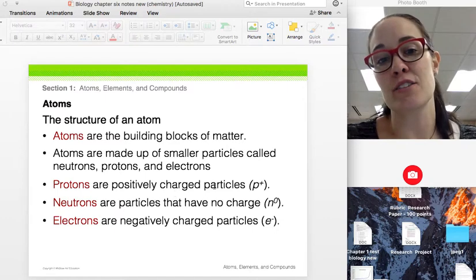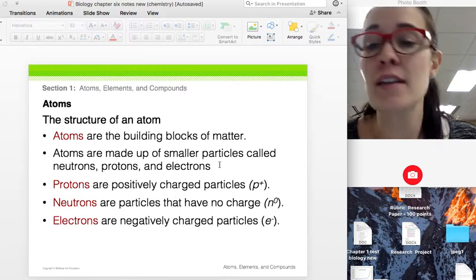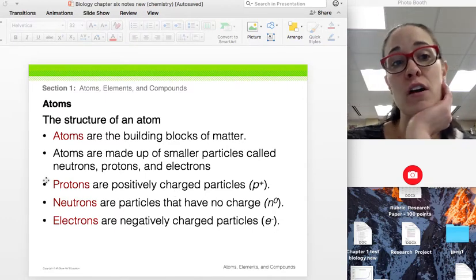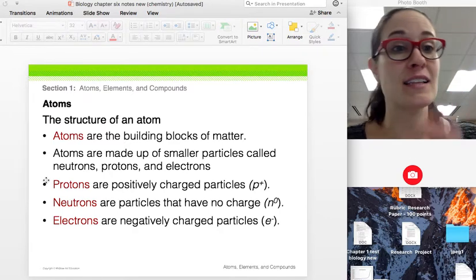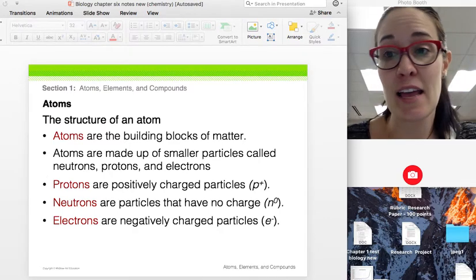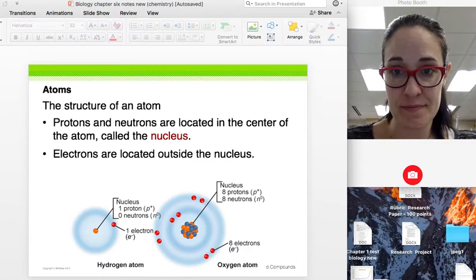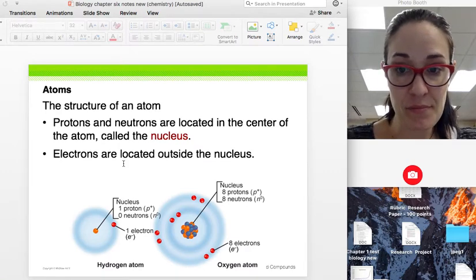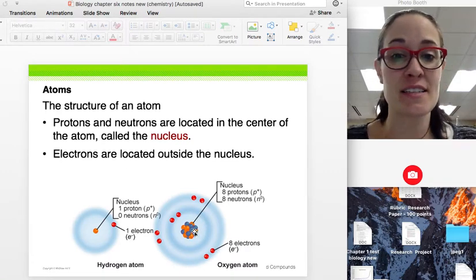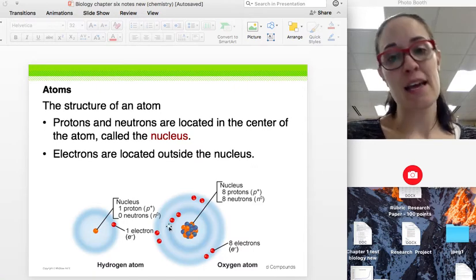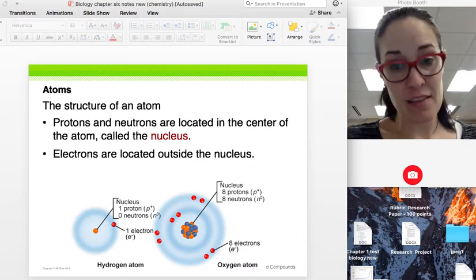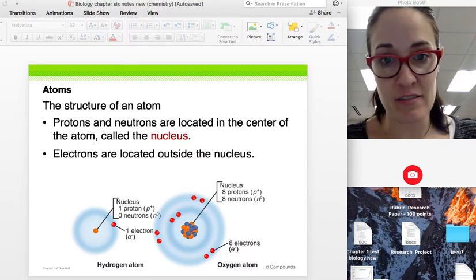Protons are positively charged, and they're located in the nucleus. Neutrons have no charge, located in the nucleus, and electrons have a negative charge, and they're located outside the nucleus. As you can see in this image, these are the protons and neutrons in the middle, and the red represents the electrons that are on the outside of the nucleus.